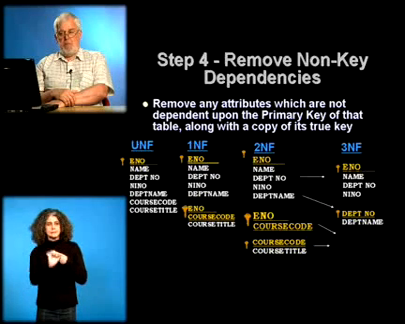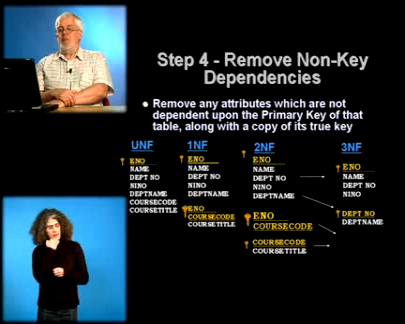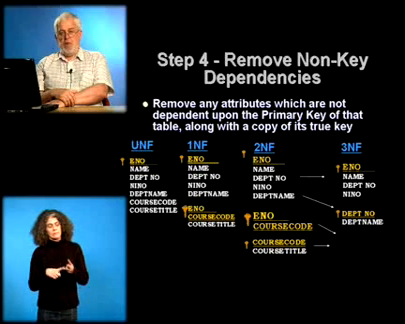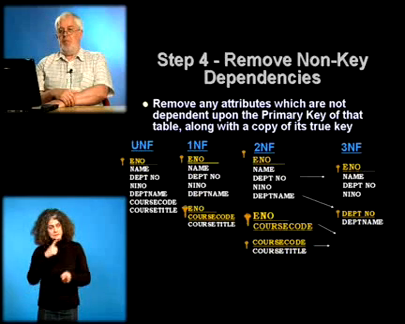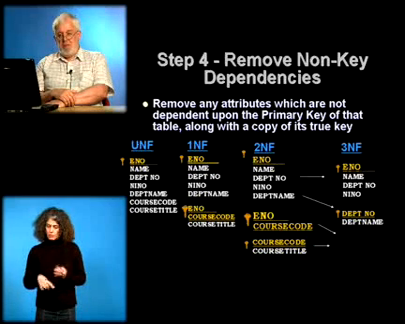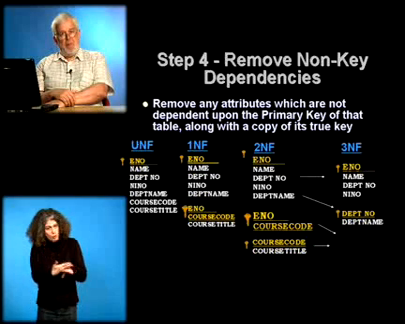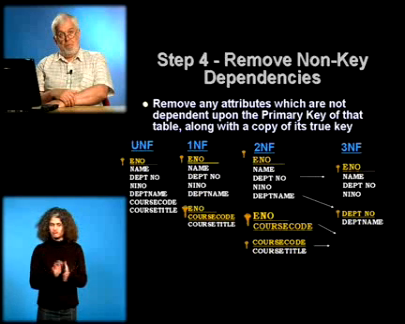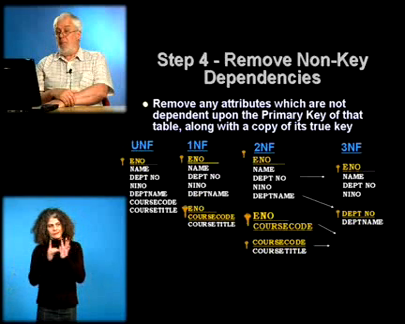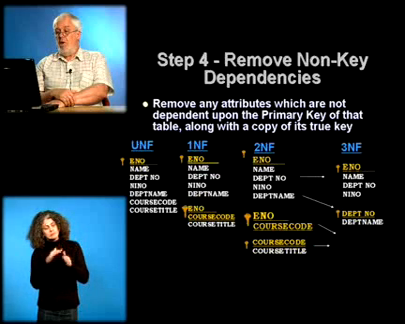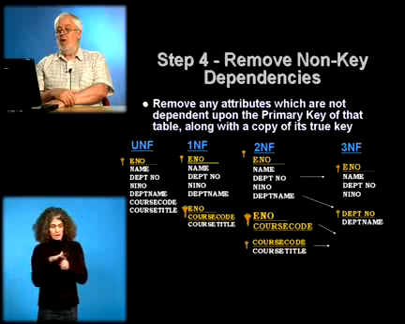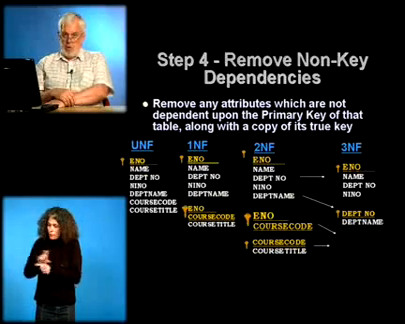And the answer is yes. We take department number and we say, is that dependent on employee number? And the answer is yes. We take national insurance number and we say, is that dependent upon the employee number? And the answer is yes to that question. We take department name and ask, is that dependent on employee number? And the answer to that question is no. So we remove that together with a copy of the key upon which it is dependent. And the key is department number. So we have four tables now: employee number, department number, employee number and course code, and course code.